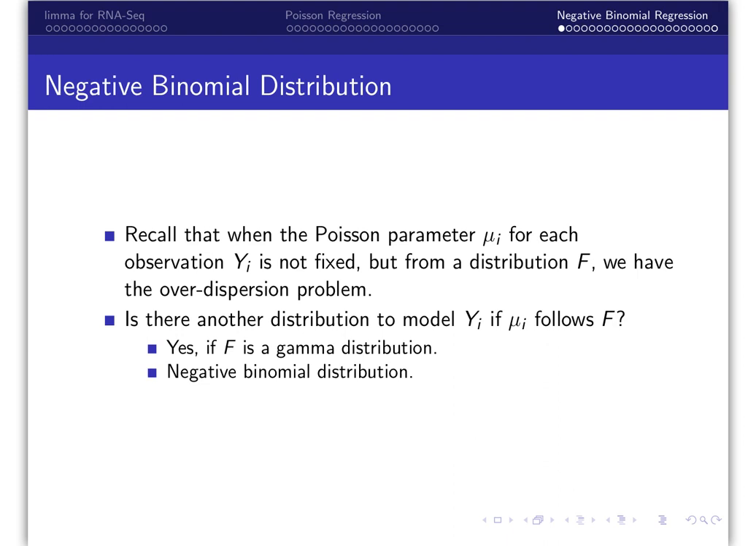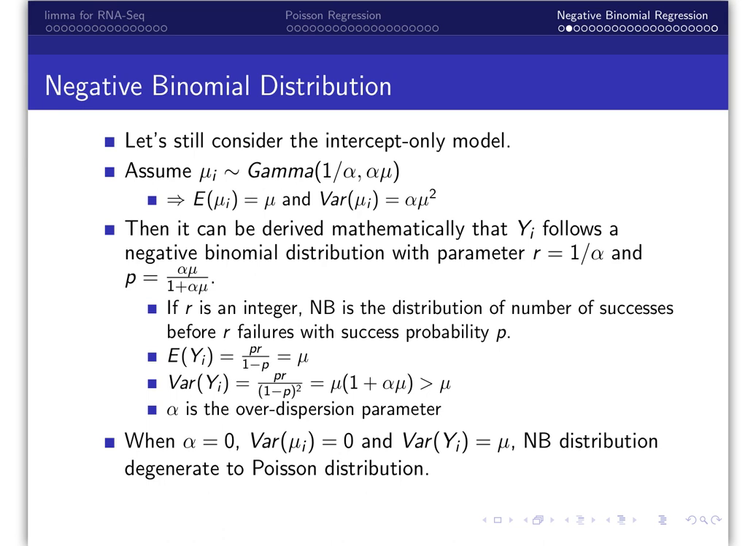Another solution is to fit a model other than the Poisson regression model when we know the Poisson distribution is not correct. The negative binomial distribution is often used when your count response has over-dispersion. If F has a gamma distribution, then Y sub i follows a negative binomial distribution. Assume we are interested in the intercept-only model and that mu sub i is distributed gamma. Then the expected value of mu sub i equals mu, but the variance of mu sub i is equal to alpha times mu squared. So there are two parameters in our negative binomial regression model.